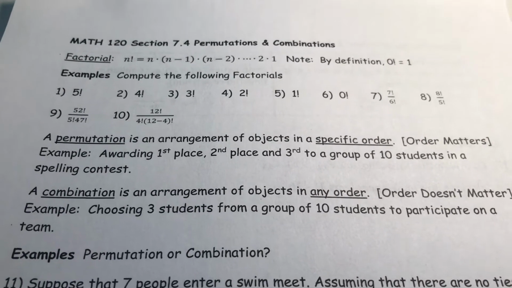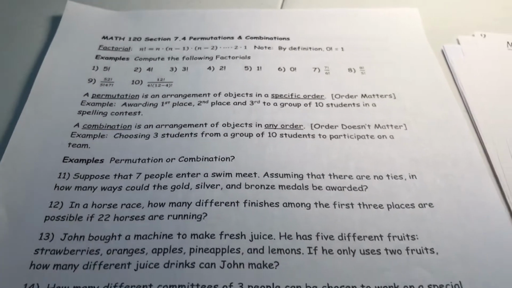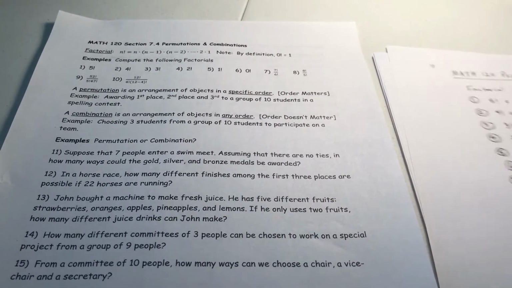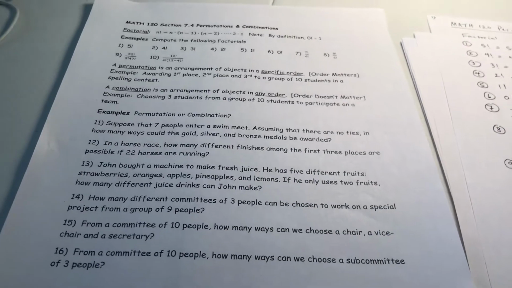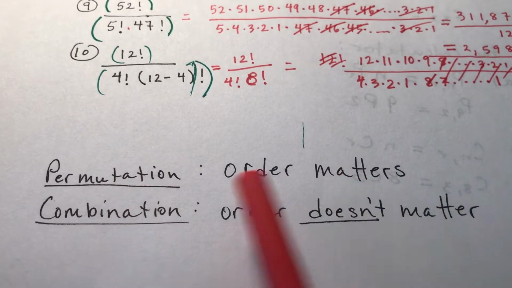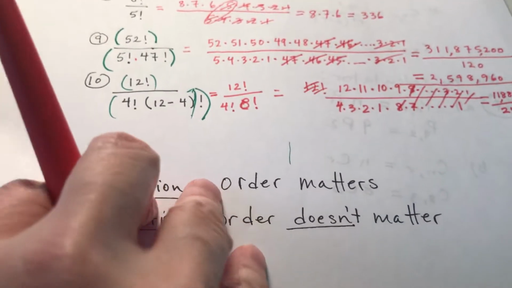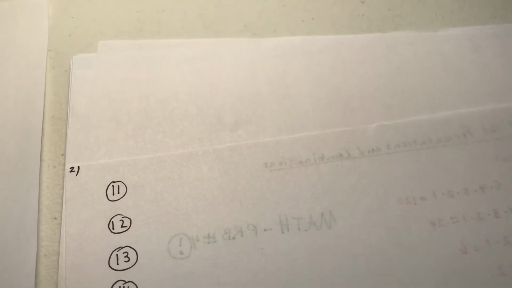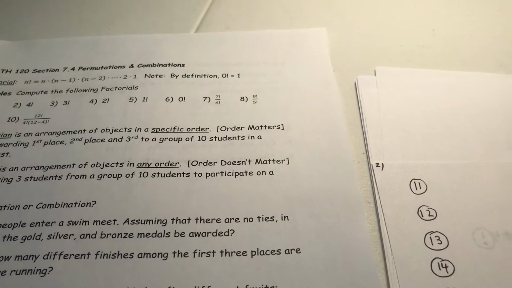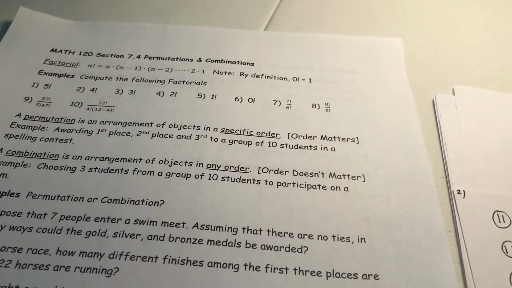All right, so let's take a look at these problems. We're going to do examples 11 through 16 here. And all we're going to do is decide if the order matters or it doesn't. So I'm going to look at this: permutation, order matters; combination, order doesn't matter. And if I flip this over, I'm going to look at number 11, and we're just going to say if we have a permutation or a combination. So I'm looking at the very first one. I'm getting organized over on the side here.